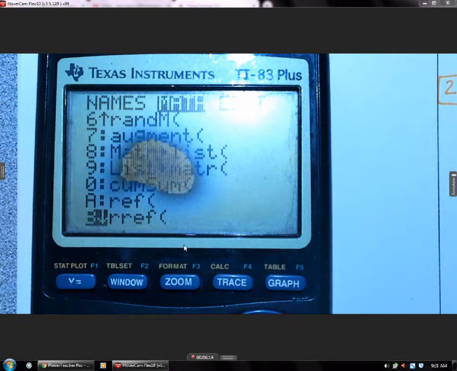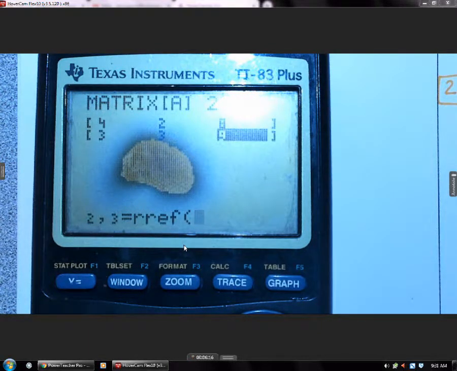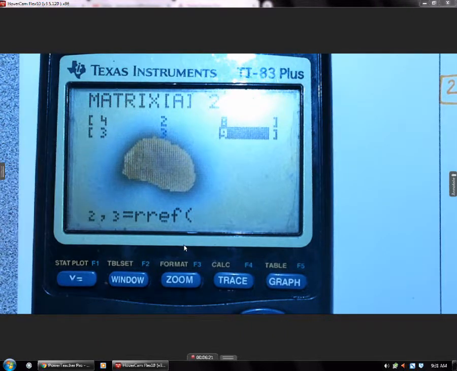RREF. Then press enter. Oh, shoot. I forgot. Did yours do what mine did? Yeah. Alright, so watch what I'm doing. Hit clear. And then hit 9. I forgot we have to do this first.